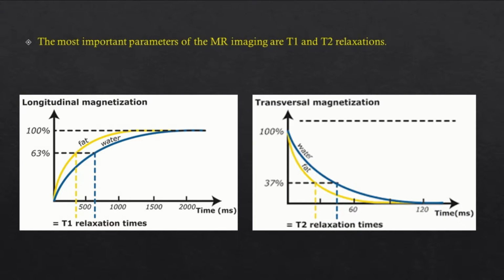The most important parameters of MR imaging are T1 and T2 relaxation times. The primary relaxation, T1 relaxation, is called spin-lattice relaxation or longitudinal relaxation time. It determines the rate of the returning of the excited spins to their steady state in the main field direction. The latter parameter, T2 relaxation time, is called spin-spin relaxation or transverse relaxation time, and determines the rate of the vanishing of the planar component of magnetization.